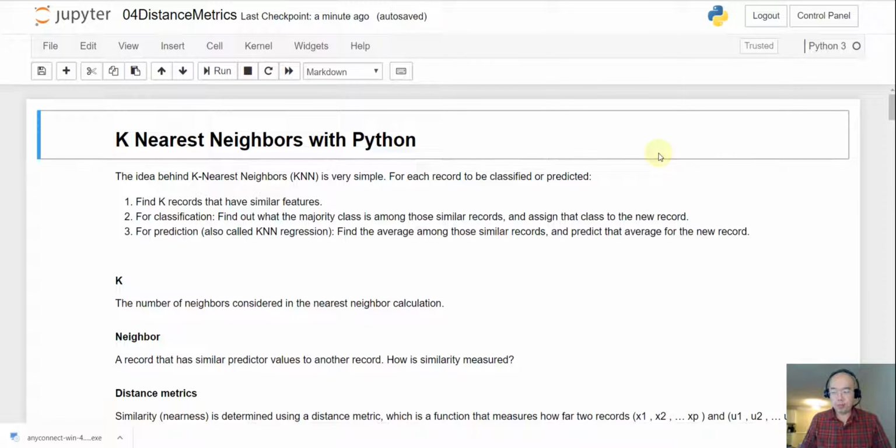Hi everyone, we are going to move on to the next topic, which is the k-nearest neighbor. This is probably the most basic, the most fundamental one in the world of machine learning. So let me give you an example.